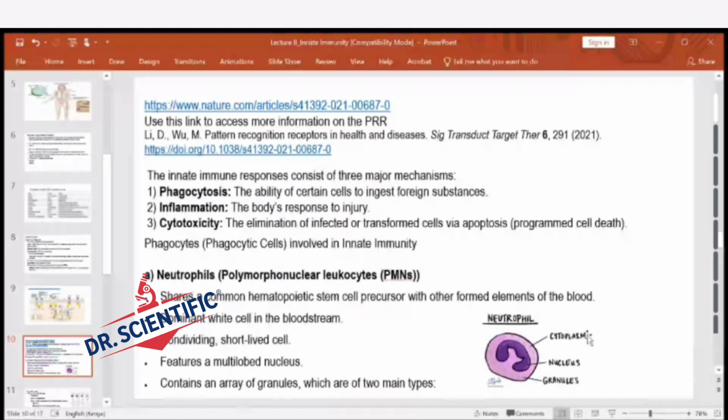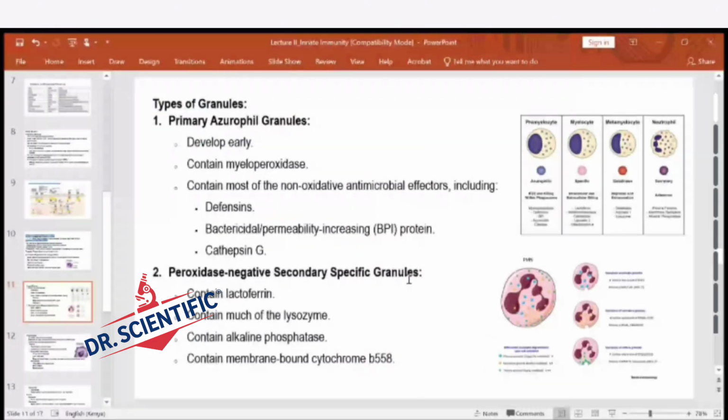These two types of granules are the primary azurophil granules and the secondary granules. Remember, we're talking about cells that are multi-lobed. Primary are blue in color in this schematic, and secondary are yellow in color. We also have a tertiary granule that is not very prominent. So the key granules are these. The primary one is called the primary azurophil granule.